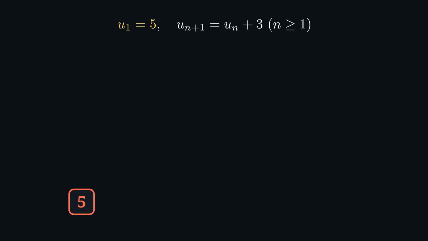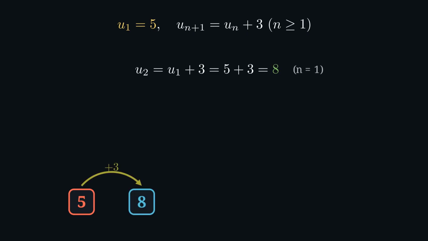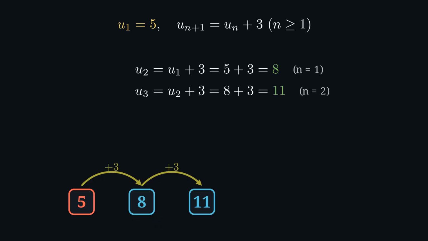Let's use it. First term, U1 is 5. Careful, this one starts at U1. The rule, U_{n+1} = U_n + 3 for n at least 1. Take n equals 1. U2 is U1 plus 3. 5 plus 3, 8. n equals 2.